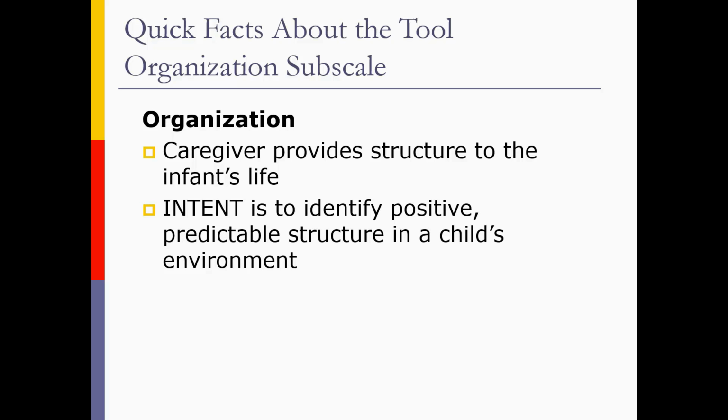Another subscale is related to organization. And by organization, we mean that the caregiver or parent provides structure to the infant or young child's life. The intent is to identify positive, predictable structures that are in place in a child's environment that strengthens their sense of safety and trust. Some of the specific items include things such as the child being taken to a grocery store at least once a week, and the child getting out of the house at least 4 times a week, or the child having a special place for their toys and treasures, or their play environment being safe.